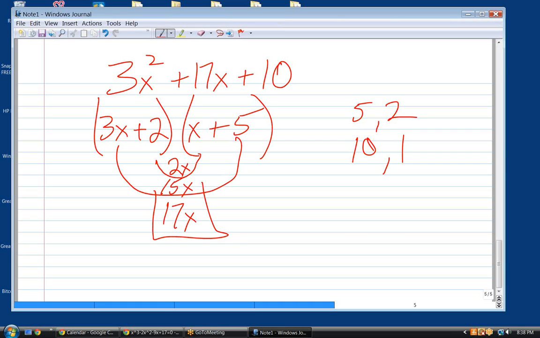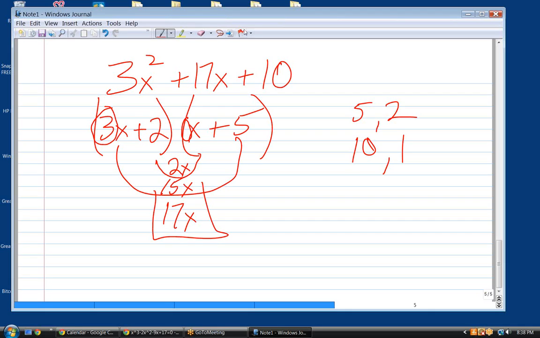What are you doing when you said no? Why did you say no? Doesn't it have to multiply to 10 but add to 17? No, forget all of those rules. When you get different coefficients, when that 3 is different than that 1, you got to throw all those rules out the window.